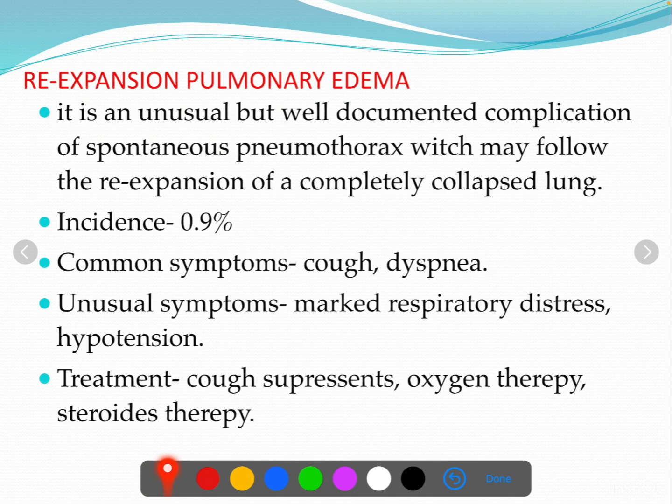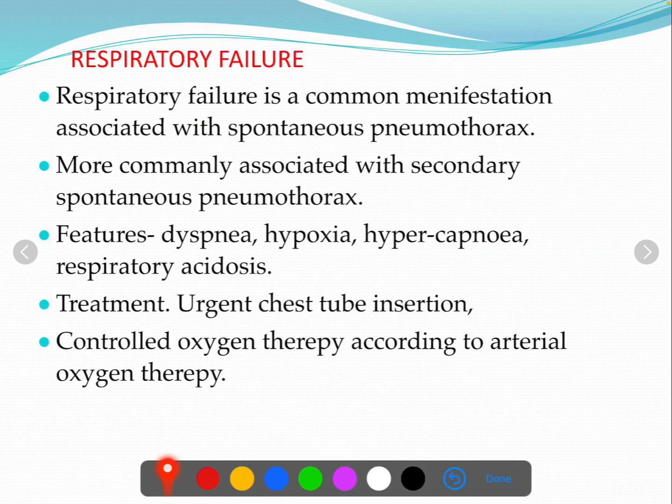And what is re-expansion pulmonary edema? It is an unusual but well-documented complication of spontaneous pneumothorax, which may follow the re-expansion of a completely collapsed lung. Incidence is 0.9%. Common symptoms are cough and dyspnea. Unusual symptoms are marked respiratory distress and hypotension. Treatment is cough suppressant, oxygen therapy, and steroid therapy, which we will give in these patients with re-expansion pulmonary edema.